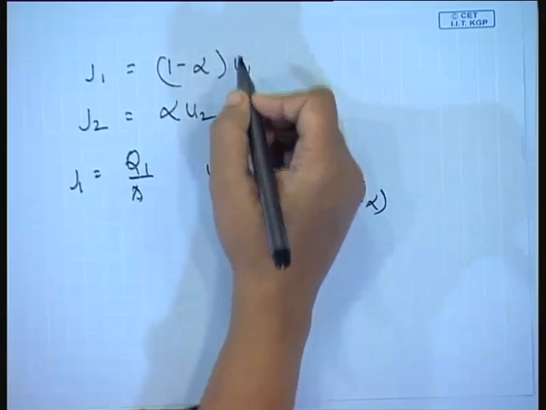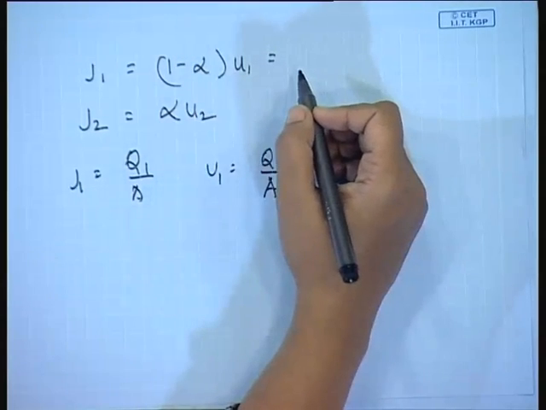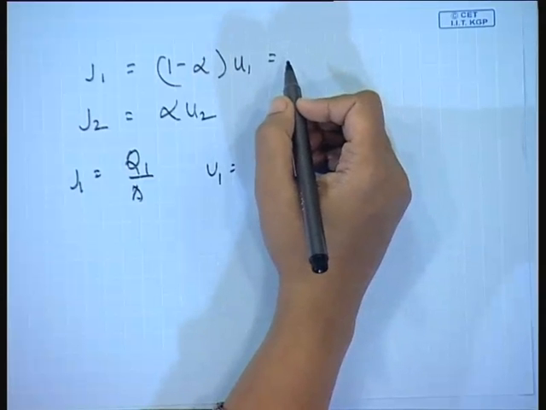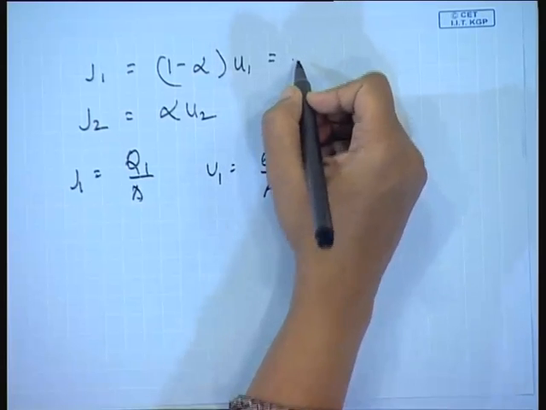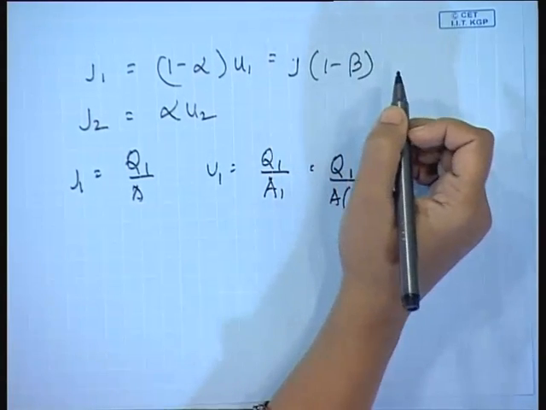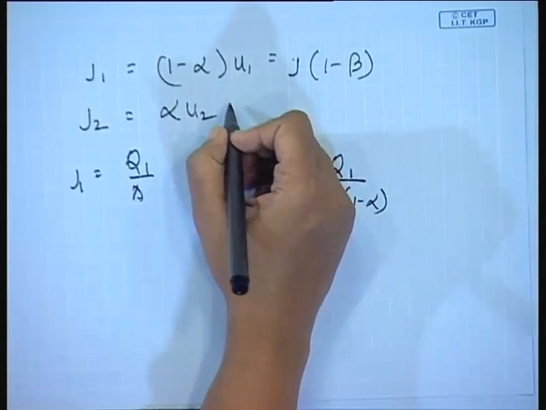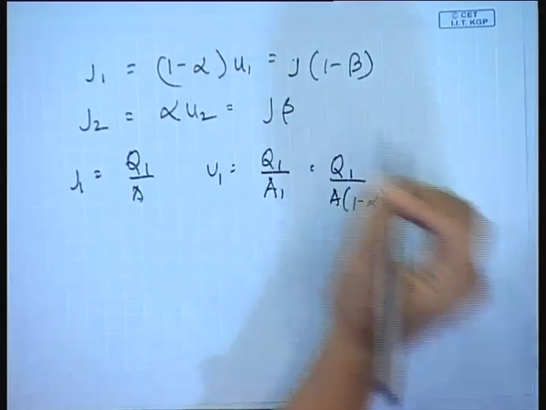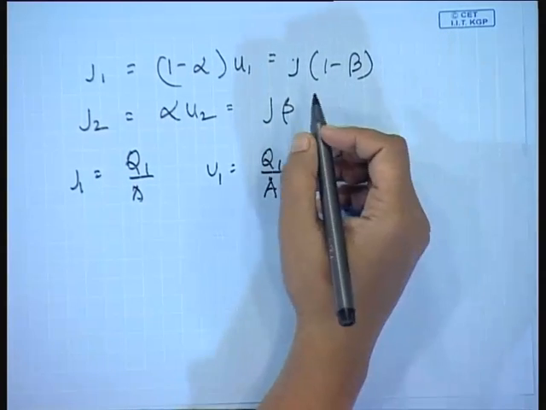And how are they related, instead of alpha, to beta? Any idea how it is related to beta? J into 1 minus beta. Please come prepared with the nomenclatures, otherwise it is going to be difficult. And this is equal to J beta, isn't it? It is just the inlet flux.